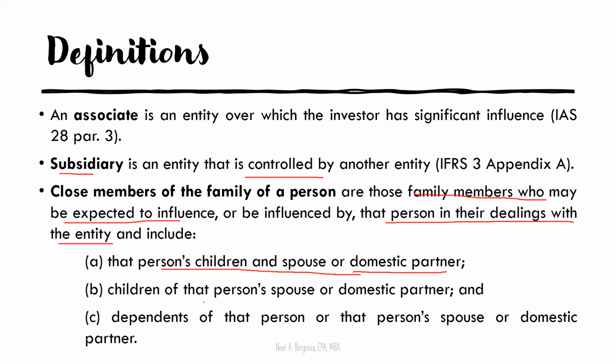Moreover, children of the person's spouse or domestic partner. So, not necessarily children niya, yung children ng kanyang asawa or yung kanyang domestic partner, could also influence his or her decision. Moreover, the dependents of that person and that person's spouse or domestic partner. So, example of dependents, let's say parents, brothers and sisters that are still dependent on that person.